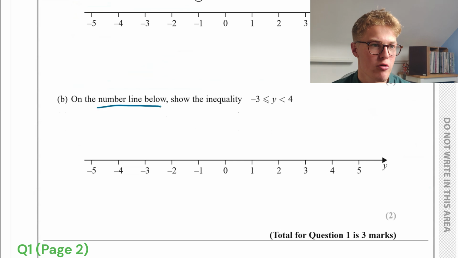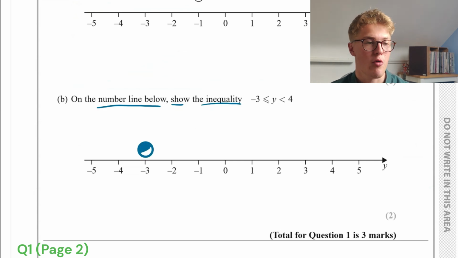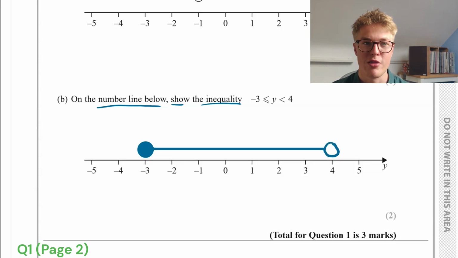On the number line below, show the inequality minus 3 is less than or equal to y, which is less than 4. So we do a shaded circle for minus 3, and we do a hollow circle for 4, and we draw a line between them, and that is our answer.